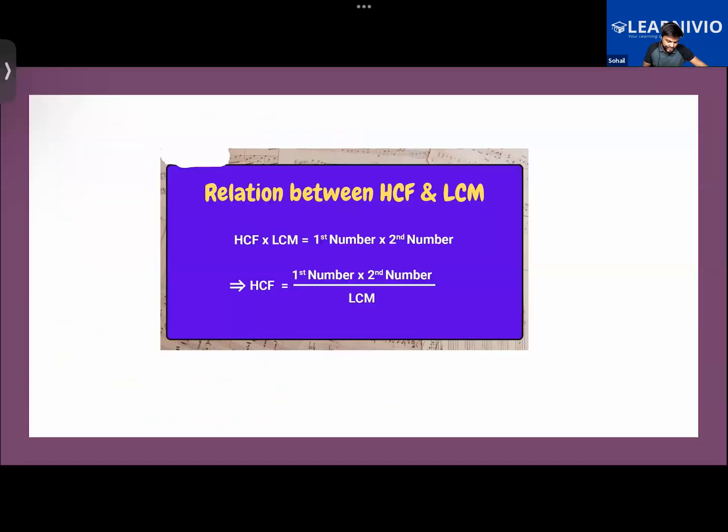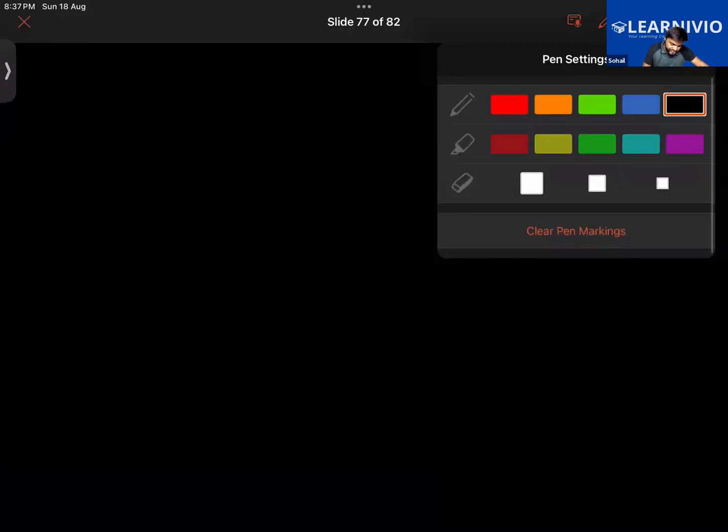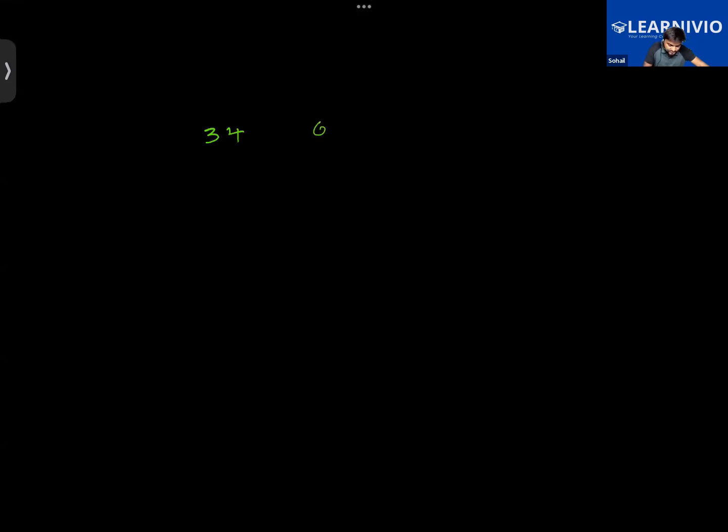And I think you are having doubt in this concept of finding the relation between HCF and the LCM and the numbers, right? Okay. Yes. See, basically now, whenever two numbers are provided to you, let us take any two numbers. Let us take the example of 34 and 69. We have taken two numbers.